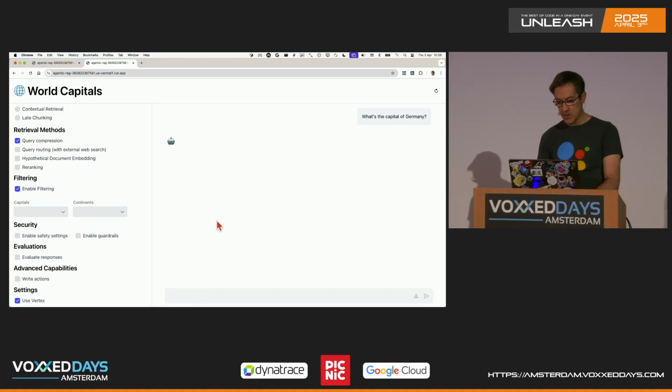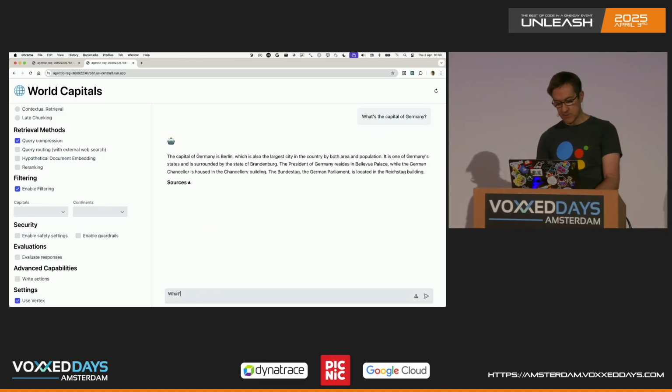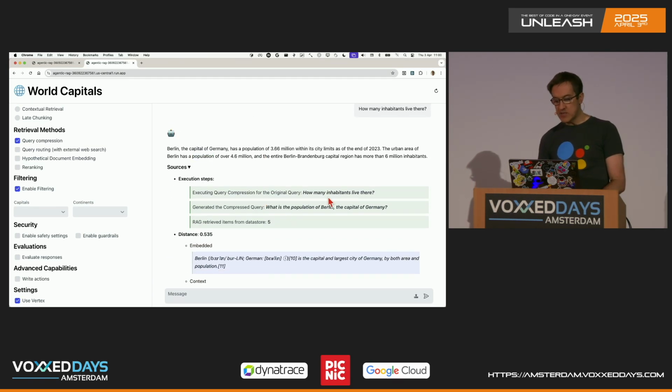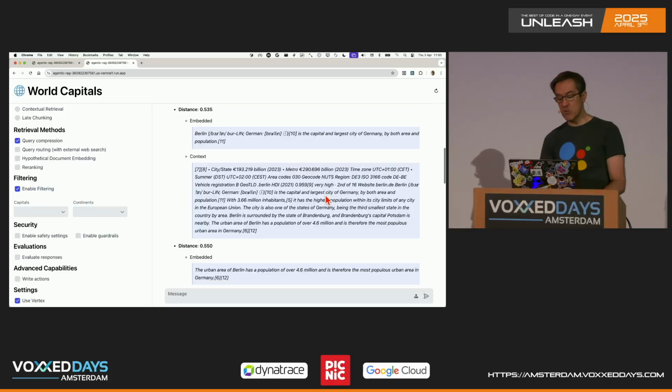And then I'm going to ask the question, how many inhabitants live there? So I'm not mentioning Berlin, but you'll see that in the sources, I will expand the sources for this second answer. It will reformulate the initial question. It should be at the top here. So instead of searching for how many inhabitants live there, it transformed the question into what is the population of Berlin, the capital of Germany. And it will match much better with the information we have in the data.